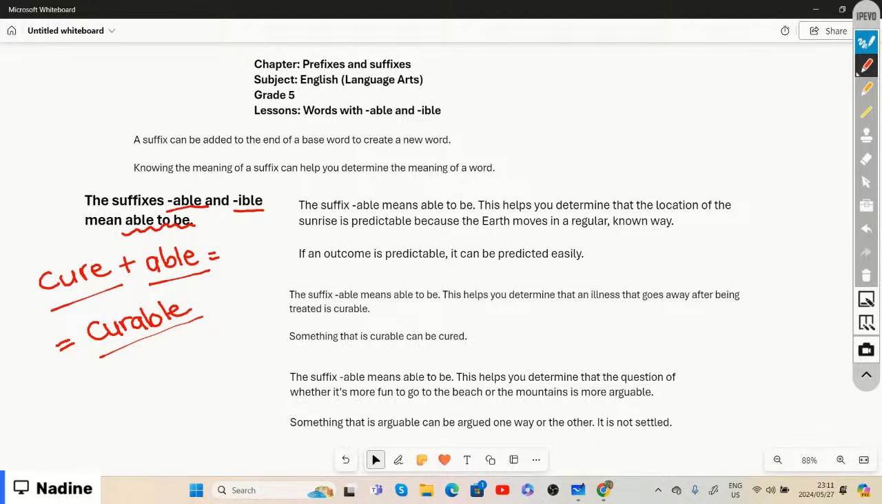So we said the suffix means able to be, and this helps us to determine that the location also is able to be. It can be any other word that we add that to, which means that whatever will be able to be, either able to go away, able to happen, right? So now we're going to look at a few words.